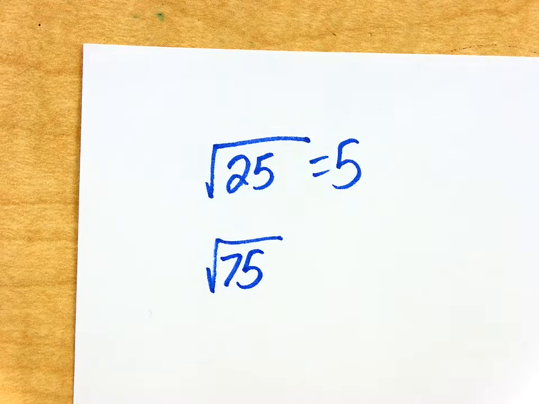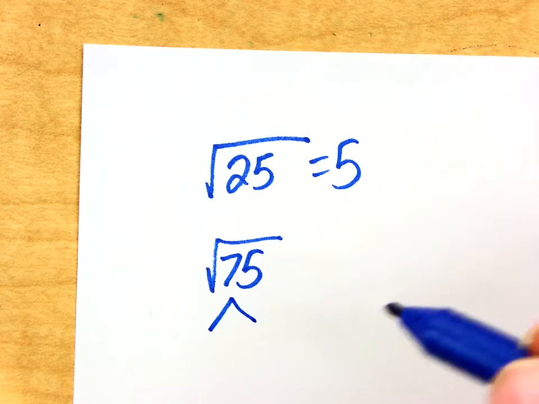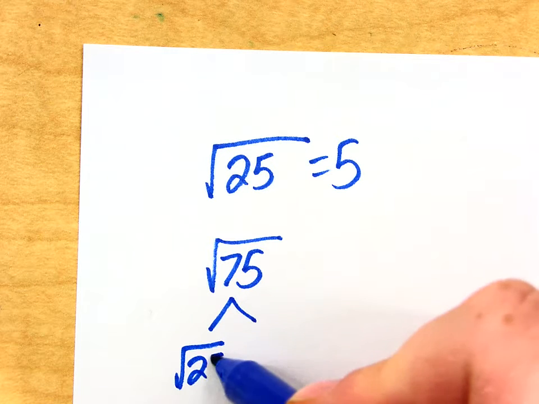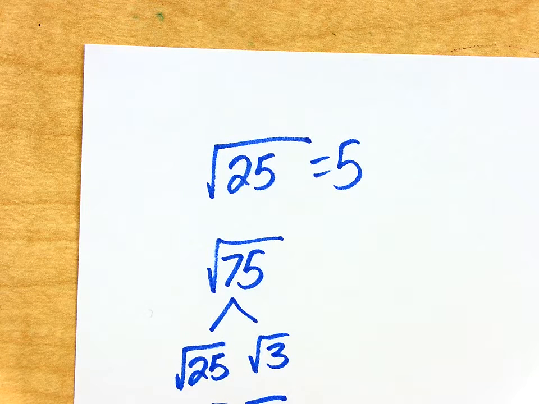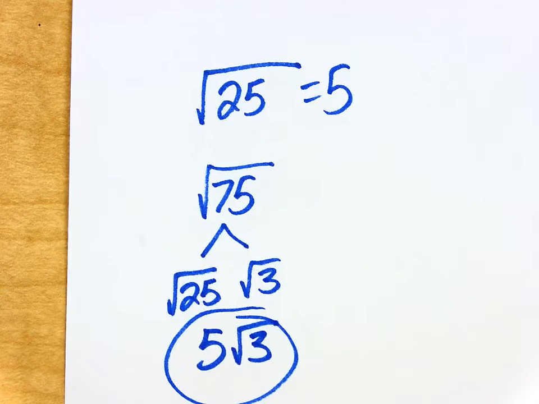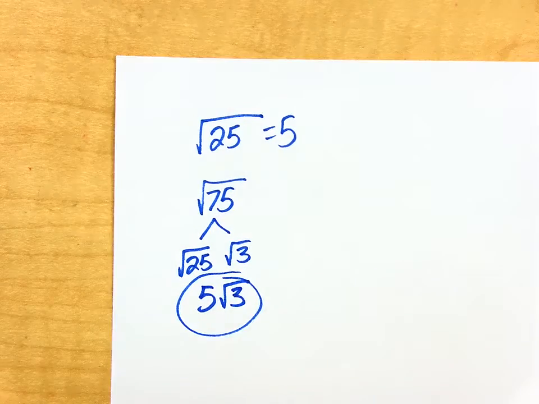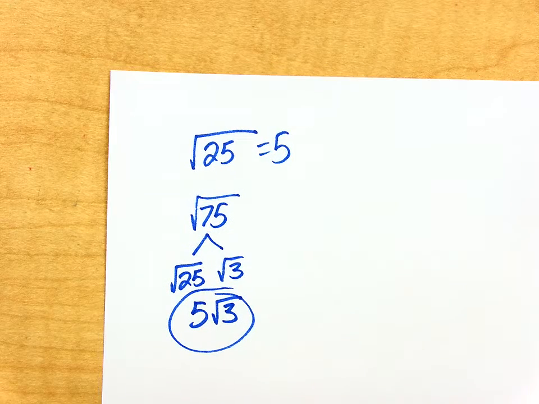You can simplify that radical. What you would do is break it up into 25 and 3, and then take the 25, find its square root, which is 5, and put that on the outside of the radical and keep 3 on the inside. So it would be 5 root 3. Perfect.